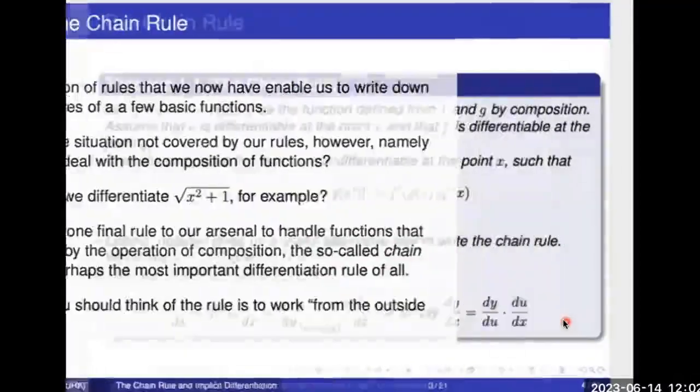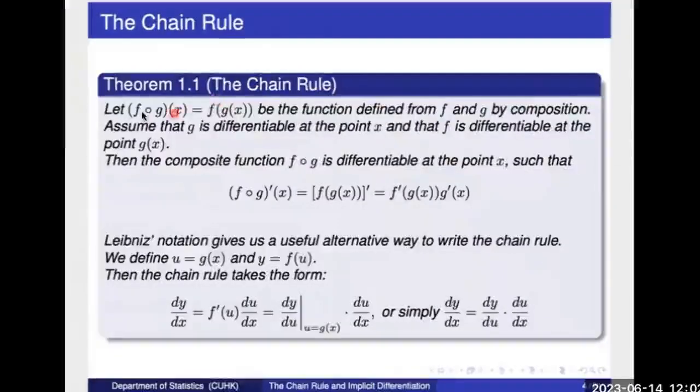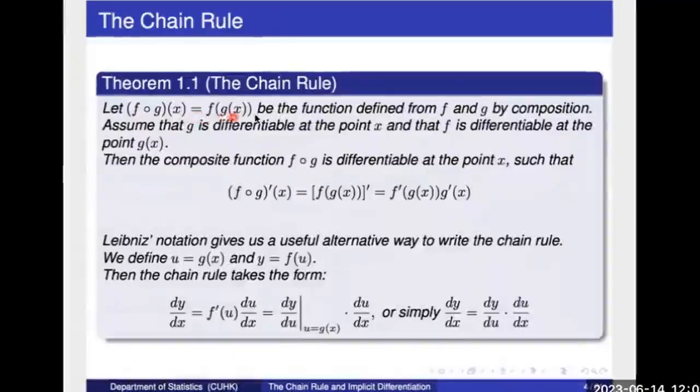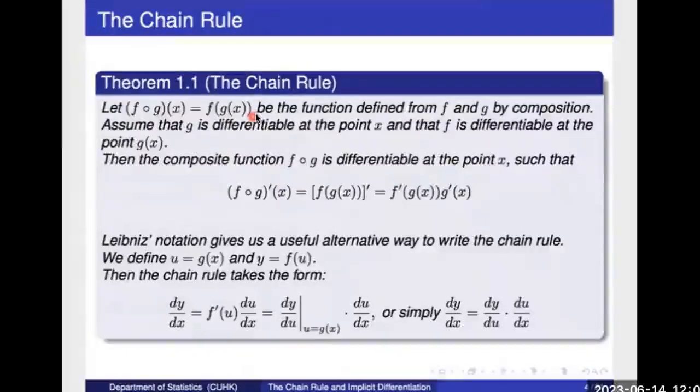Now let's move on to the chain rule itself. Let (f∘g)(x) = f(g(x)) be the function defined from f and g by composition. Assume that g is differentiable at the point x and that f is differentiable at the point g(x). Then the composite function f∘g is differentiable at the point x, such that (f∘g)'(x) = f'(g(x)) times g'(x).